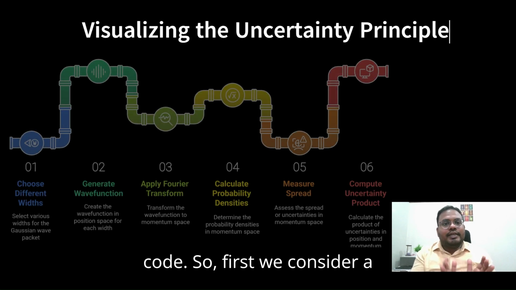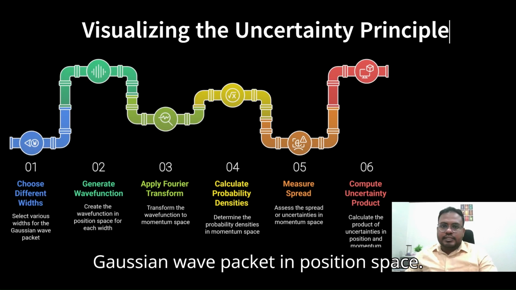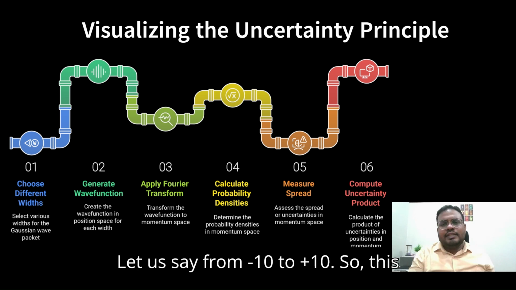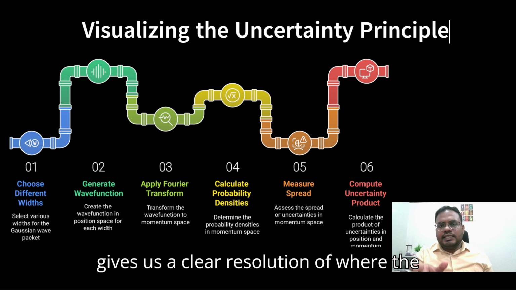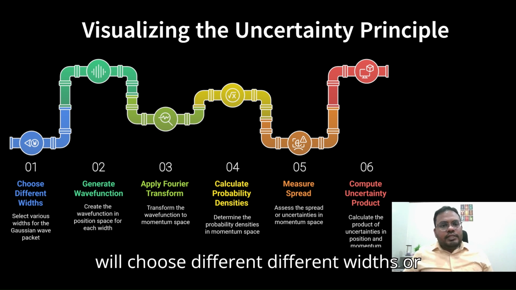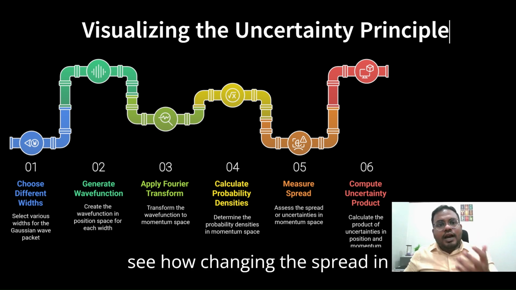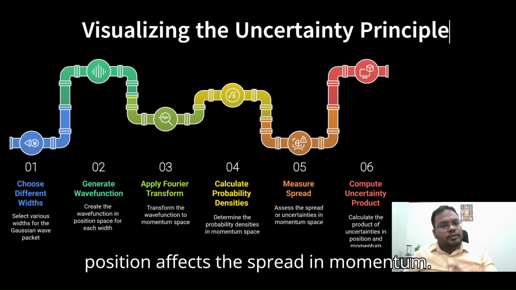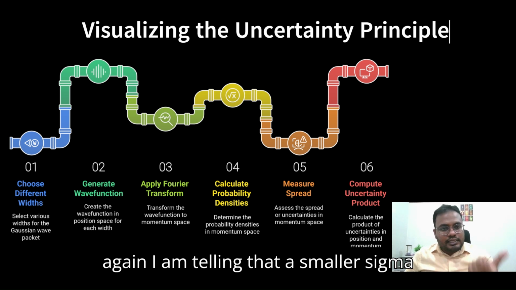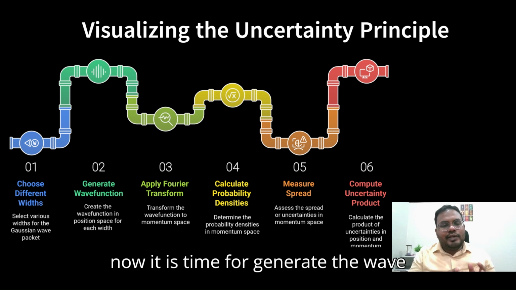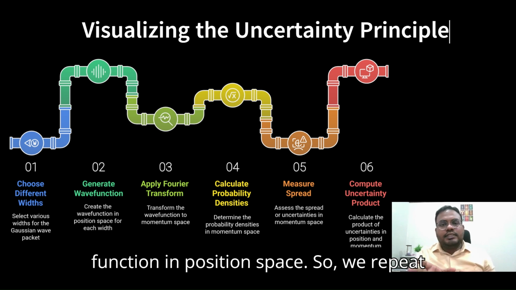First, we consider a Gaussian wave packet in position space. Then we define our quantum system in position space, let's say from -10 to +10. This gives us a clear resolution of where the particle might be found. Second, we will choose different widths, or different sigma, to see how changing the spread in position affects the spread in momentum. Again, a smaller sigma means a more localized particle and a larger sigma means more delocalized. Now it's time to generate the wave function in position space.